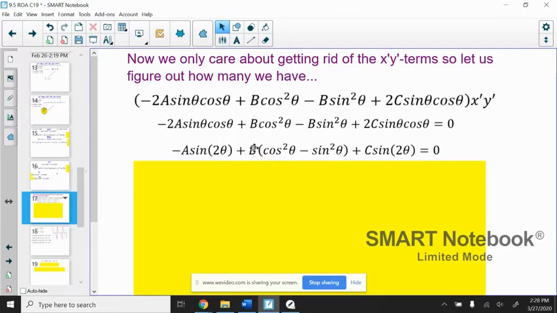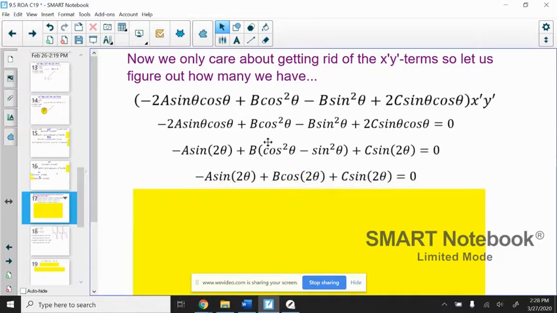This just has a common factor of b, so I just factored it out. Whoa, that looks vaguely familiar, doesn't it? And I have another 2 sine of theta cosine of theta, which is the sine of 2 theta. This you'll recognize is the double angle identity for cosine, so I'm going to throw that one in here. And notice I'm heading in a direction that is simplifying everything.